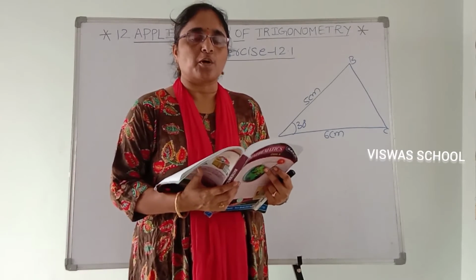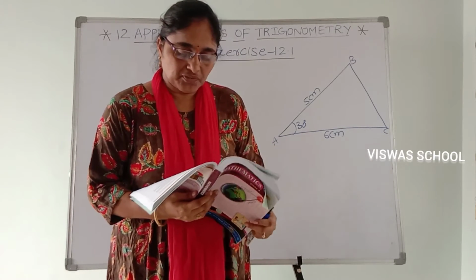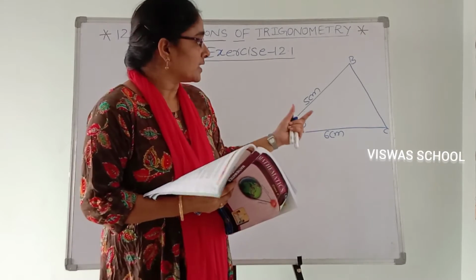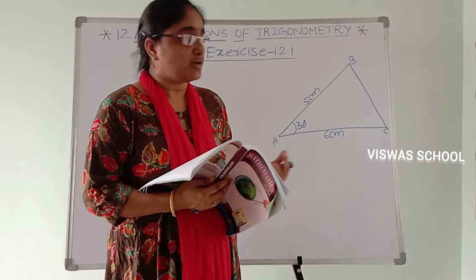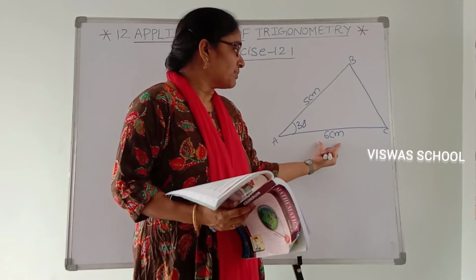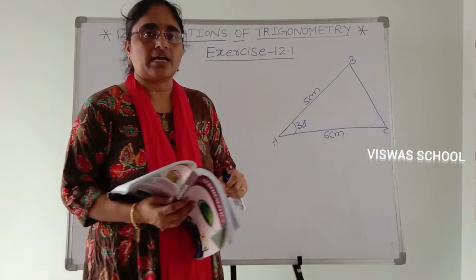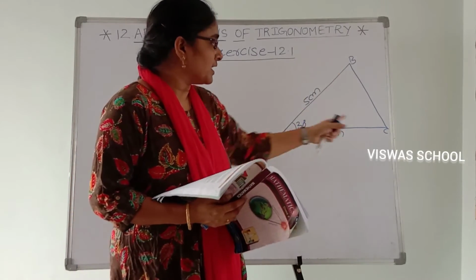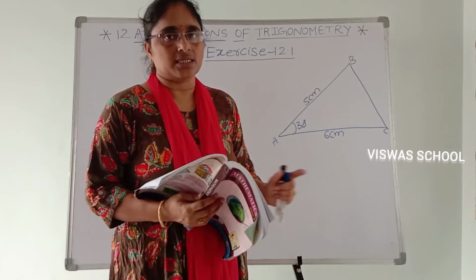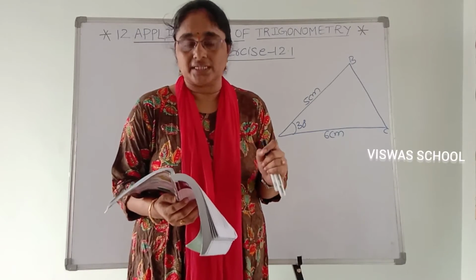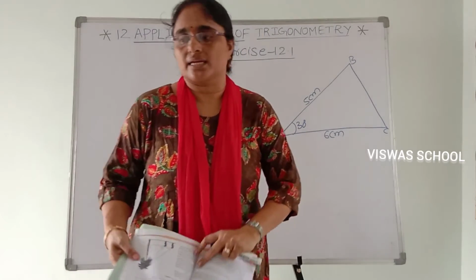Next, the 10th problem. In the adjacent figure, AC equals 6 centimeters. The diagram is already given in the textbook. In the diagram, AC equals 6 centimeters, AB equals 5 centimeters, and angle BAC equals 30 degrees. These are the given values. From these, we have to find the area of the triangle.